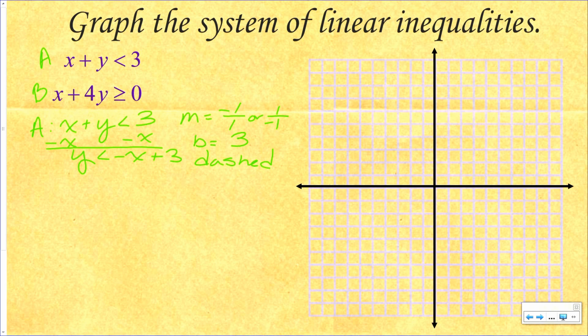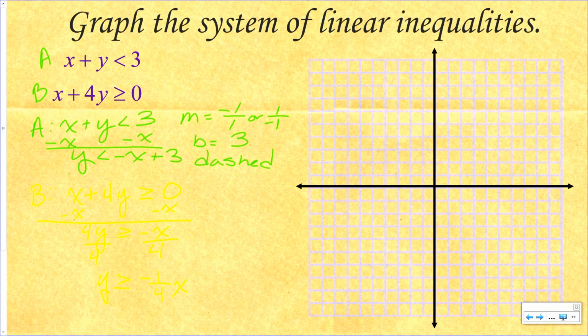I'm going to go ahead and do B before we graph. So let's do B, which says X plus 4Y is greater than or equal to 0. So what do I need to do first? Minus X. Great. And then I divide by 4. Excellent. And I get y is greater than or equal to negative 1/4 x.